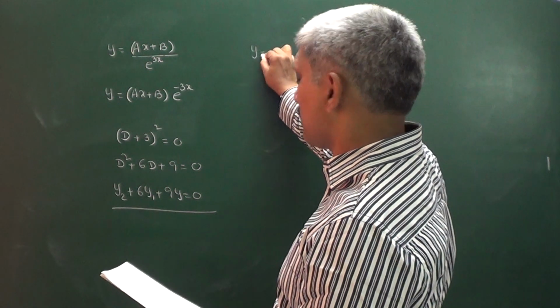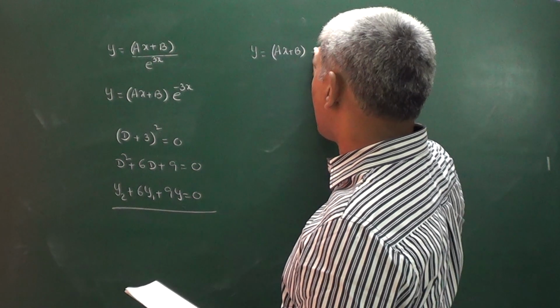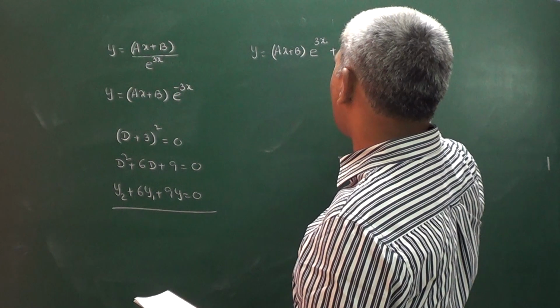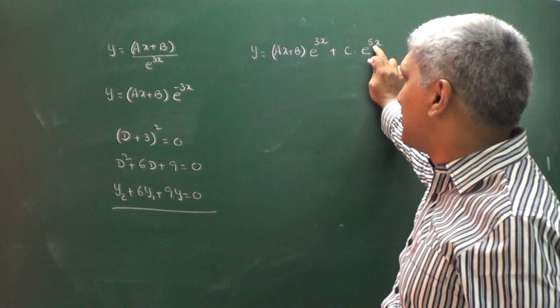The question is now given as y is equal to ax plus b into e to the power of 3x plus c into e to the power of 5x. Come on. Nothing special, because these are different roots.